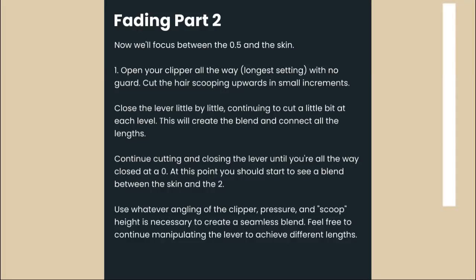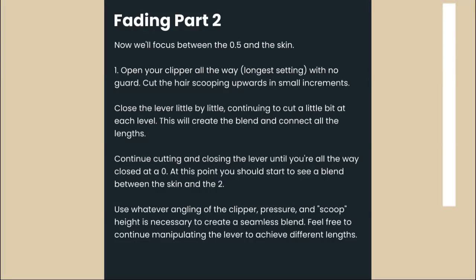Close the lever little by little, continuing to cut a little bit at each level. This will create the blend and connect all the lengths. Continue cutting and closing the lever until you're all the way closed at a 0. At this point, you should start to see a blend between the skin and the 2.